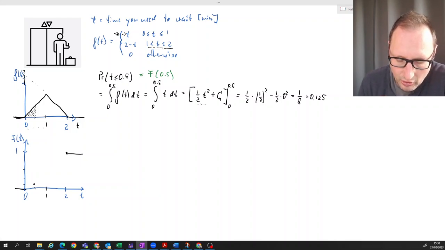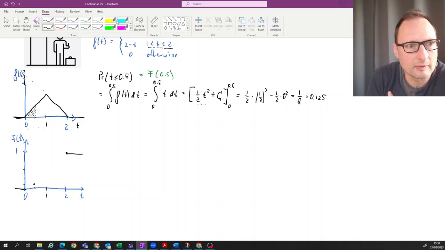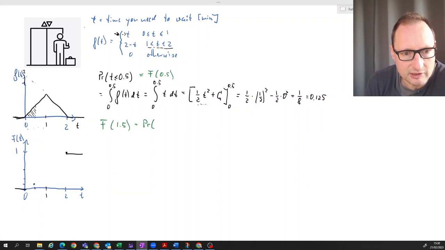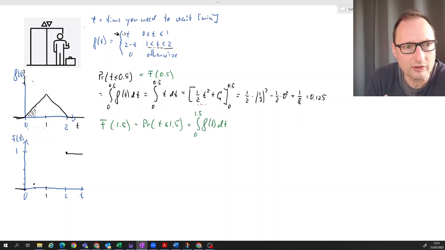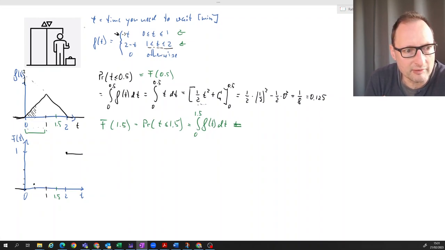Let's calculate another point on the CDF. Let's make that green. Let's calculate 1.5, the probability that t is smaller or equal to 1.5. Formally, that follows exactly the same principle: the integral from 0 to 1.5 of f of t dt. But now we are straddling these two different segments. So what we're going to do is divide that integral into two bits. One from here to here, and then another one from here to here.